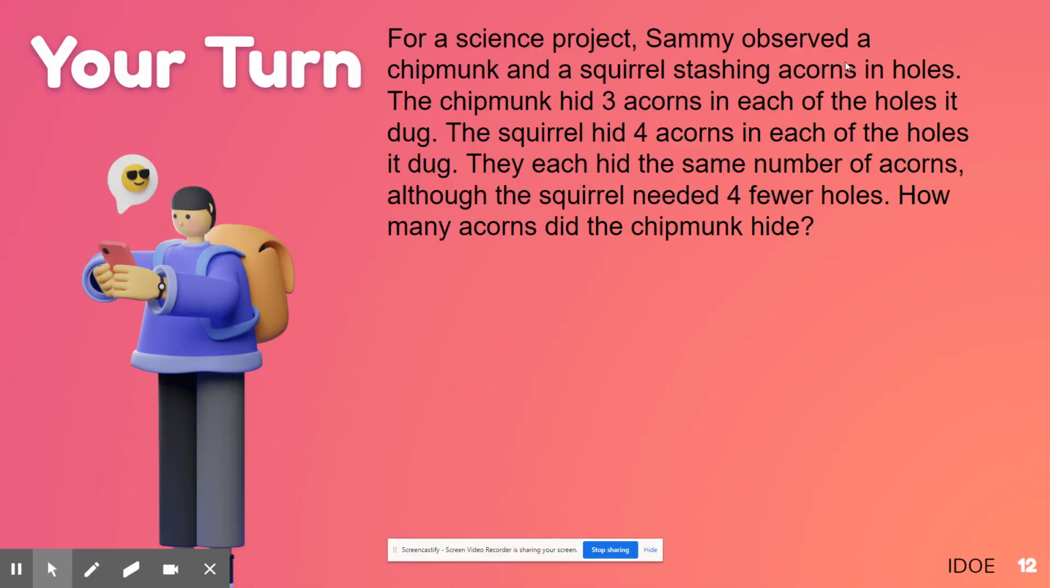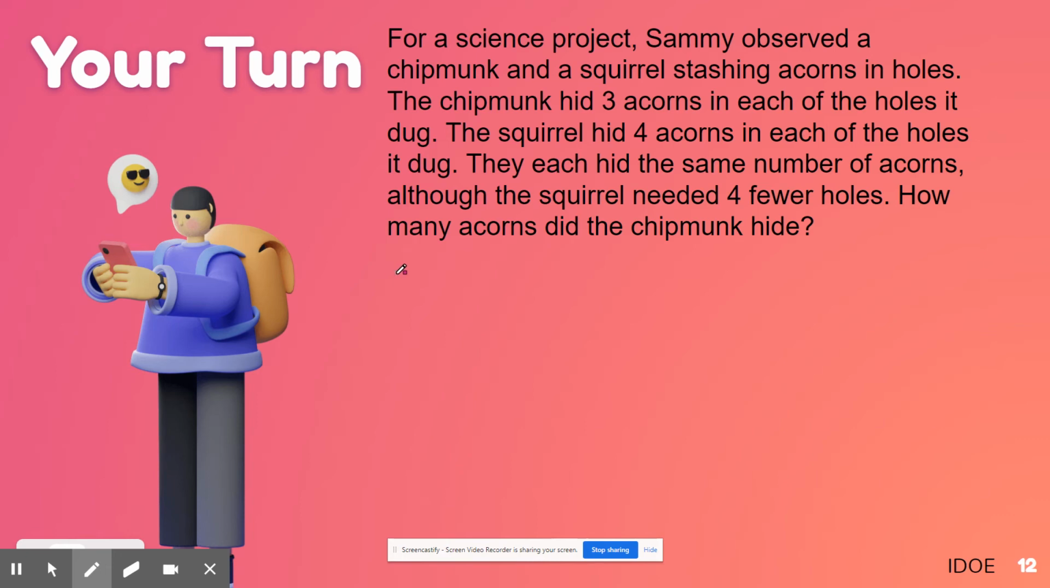For a science project, Sammy observed a chipmunk and a squirrel stashing acorns in holes. The chipmunk hid 3 acorns in each of the holes it dug. The squirrel hid 4 acorns in each of the holes that it dug. They each hid the same number of acorns. Although the squirrel needed fewer holes, how many acorns did the chipmunk hide? So this is really tough. Here's basically how I would do it.